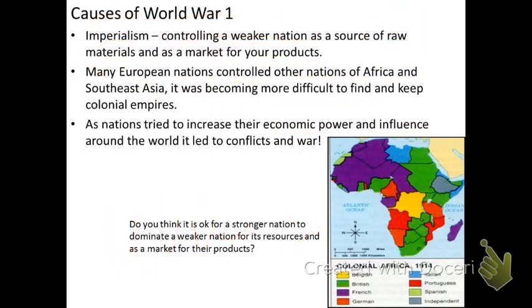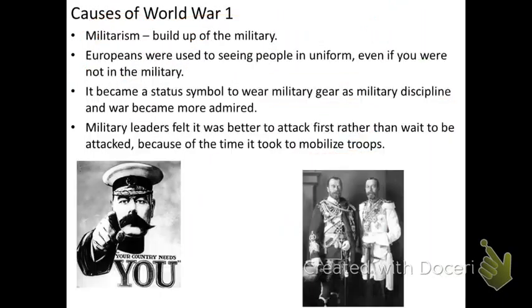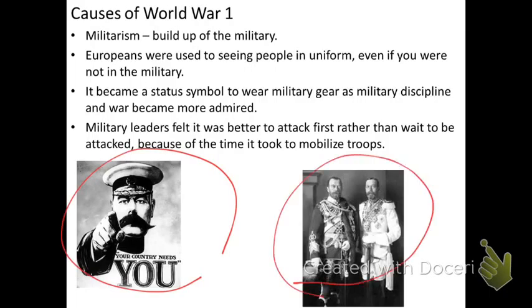Alright, let's take a look at our third cause, which is militarism. A little picture down here. Your country needs you. And there's a picture of a couple of soldiers. Militarism is the buildup of the military. Pretty simple. And most countries have a military at this time.